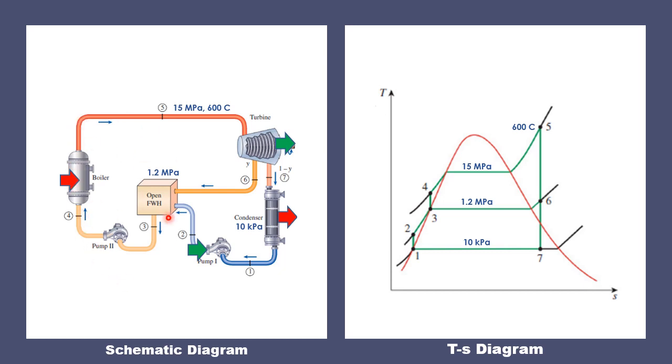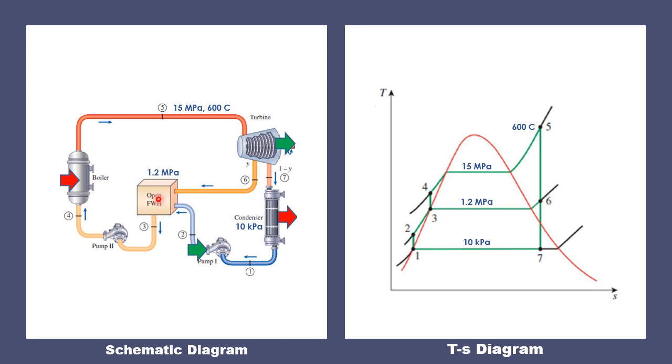Based on this schematic diagram, we have 5 major components. First, we have the turbine that produces work. We have the condenser, which rejects heat. And we have pump 1 and pump 2. The purpose is to compress the feed water and to increase its pressure. We also have the boiler, which is used to generate the steam. In addition to the components, we have the feed water heater. In this case, we have the open feed water heater.